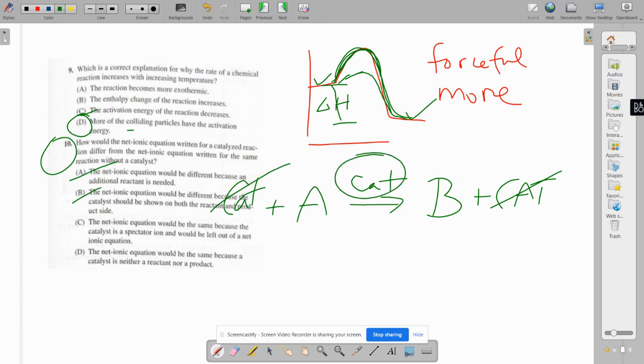C: the net ionic equation would be the same because the catalyst is a spectator. Well, it does kind of cross out like a spectator, but a spectator truly does nothing. It does not contribute to the reaction at all, and a catalyst is clearly doing something. It's speeding up the reaction. So C is not a good answer. That leaves D: the net ionic equation would be the same because a catalyst is neither a reactant nor a product. I think that's the best answer. A catalyst is just something that speeds up the reaction. Write it over the arrow. All right, let's see what else we got here.